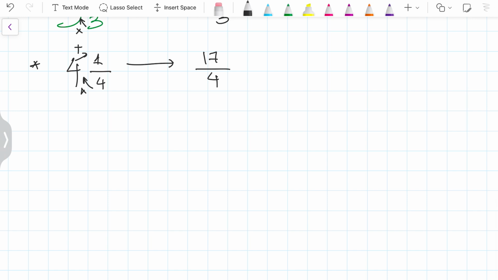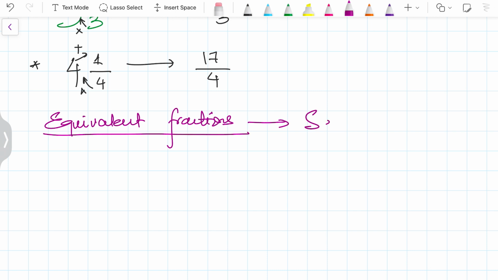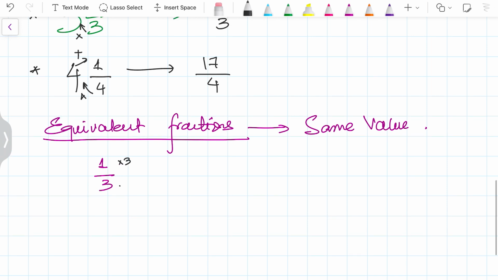Now let's discuss what are equivalent fractions. Fractions which have the same value, right? So how can we find out, for example, if we have 1 upon 3. If you multiply both the numbers by 3, that is, we multiply the numerator by 3 and the denominator, it's 3 upon 9. 3 upon 9 is an equivalent fraction.